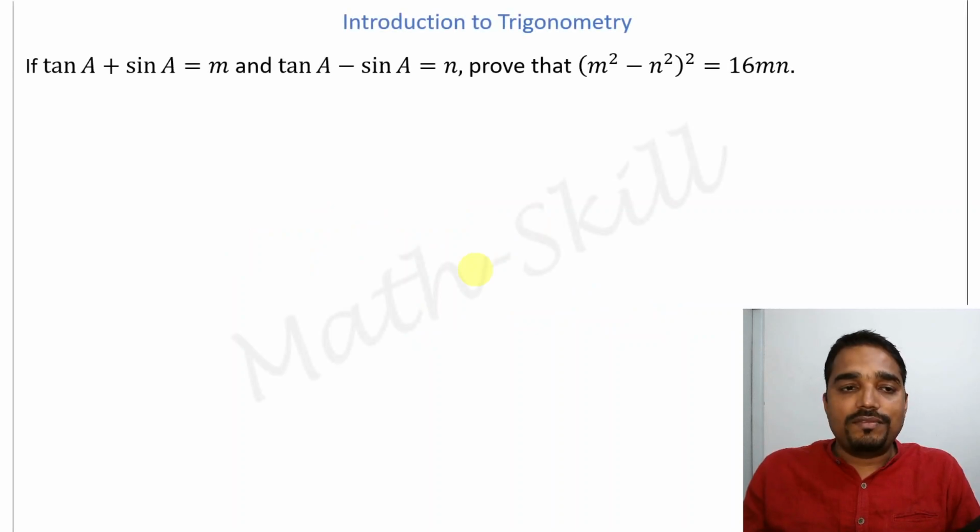So here it is given that m is equal to tan a plus sin a and n is equal to tan a minus sin a, wherein we will have to prove that (m square minus n square) whole square is equal to 16 times mn. Now let's start the solution. Let's note down the given data.